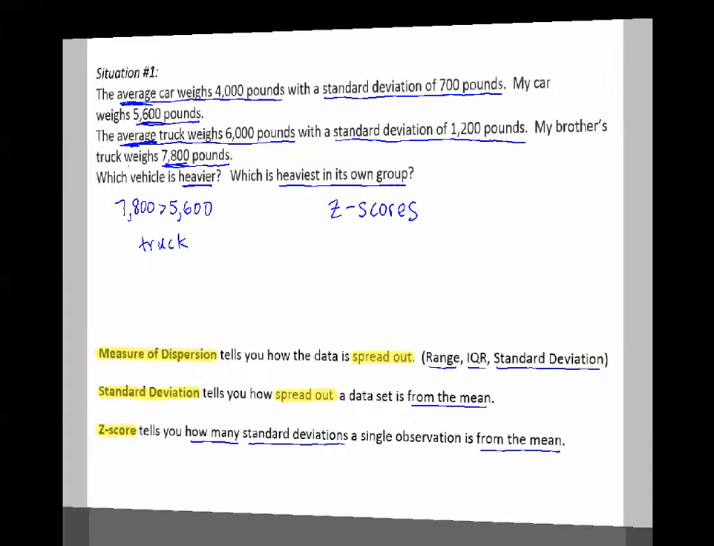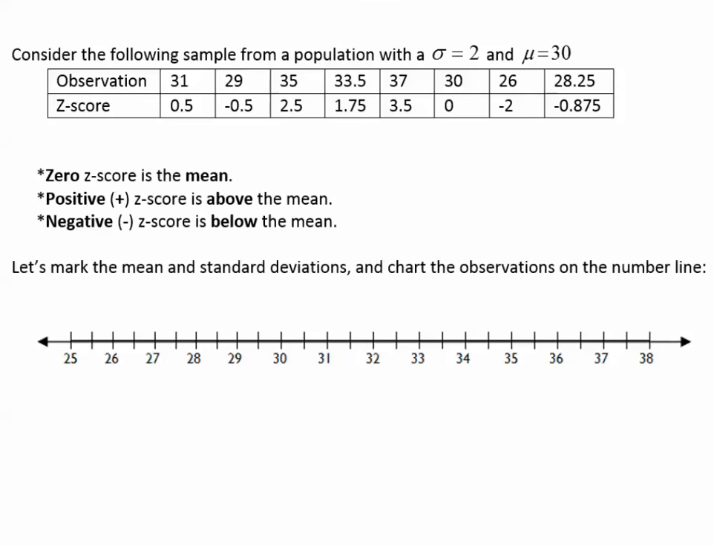Let's take a look at this example to help it make more sense. Consider the following sample. That means just some. From a population, that means all, with a standard deviation equal to 2. Remember, that means standard deviation, and mean equal to 30. So notice this is just some of the observations. It is not the entire data set.